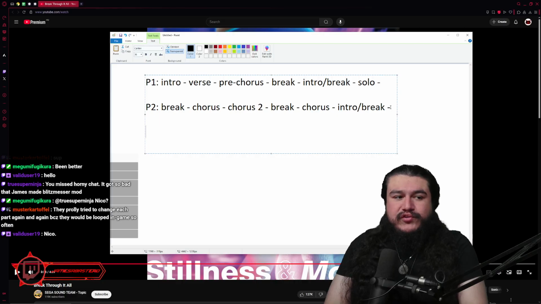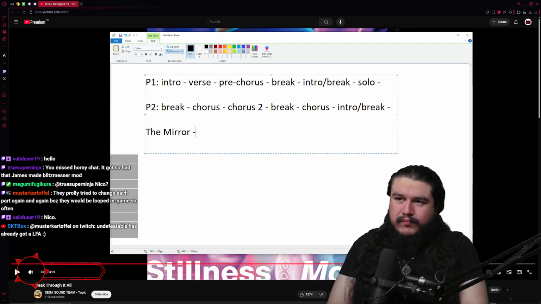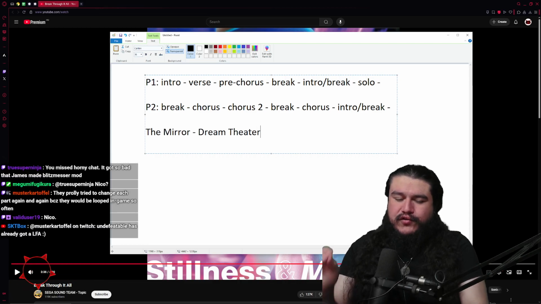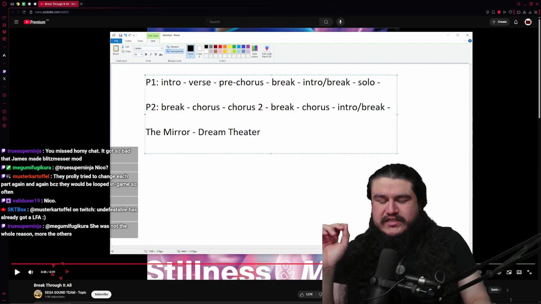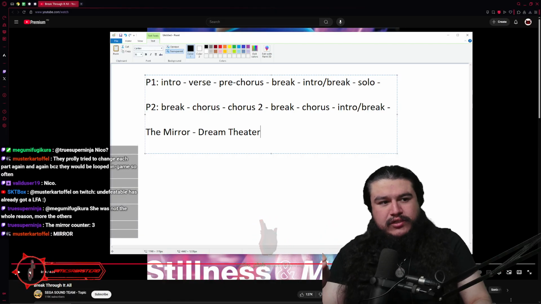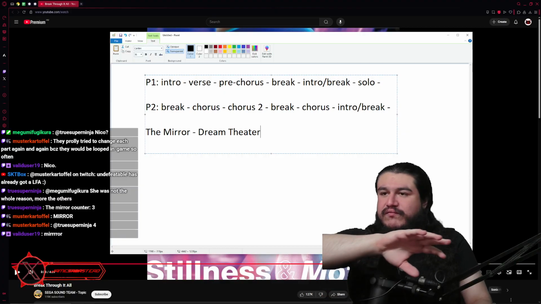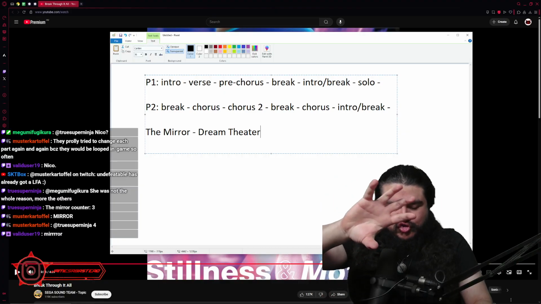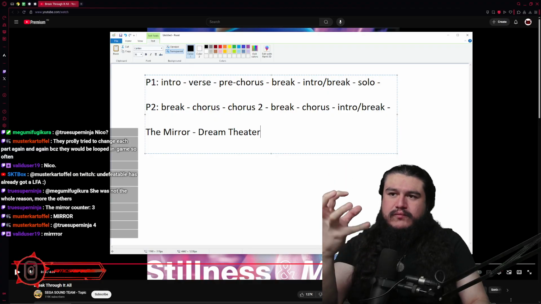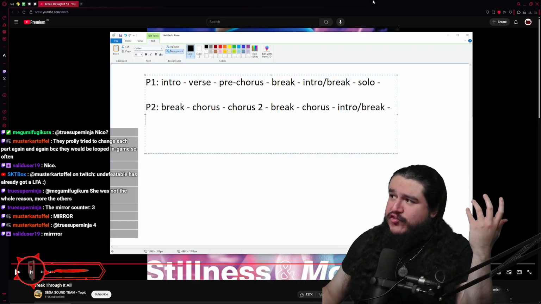If you want to see just an example of how much it can happen, the intro to The Mirror by Dream Theater. The first minute, the guitar is doing the exact same thing over and over again for an entire minute. It does not change, but the drums do, and the bass does, and the synth does, and it just gives everything such a wonderful, insane sense. And in essence, it's what's happening here.